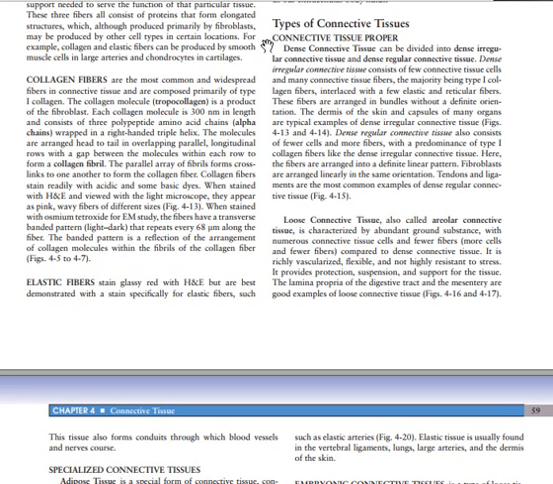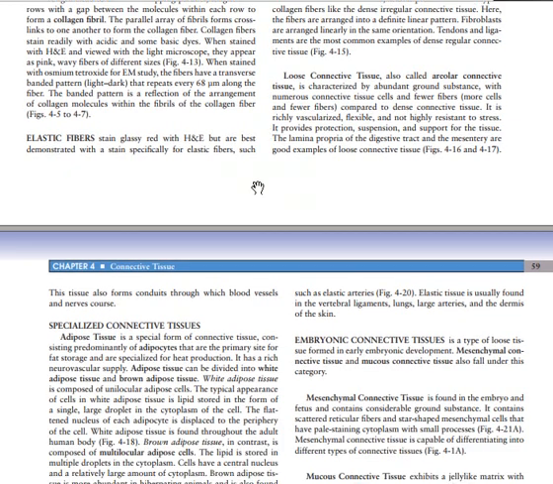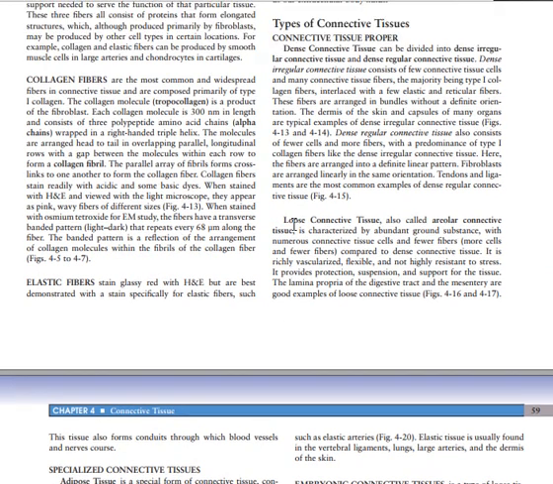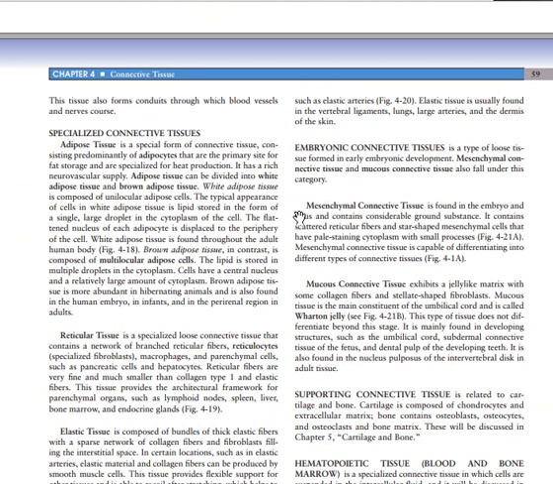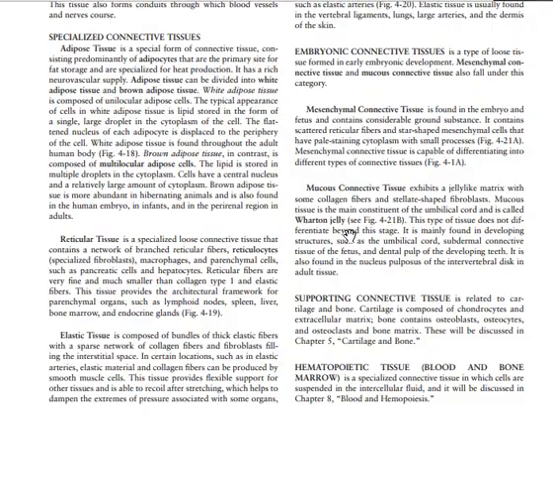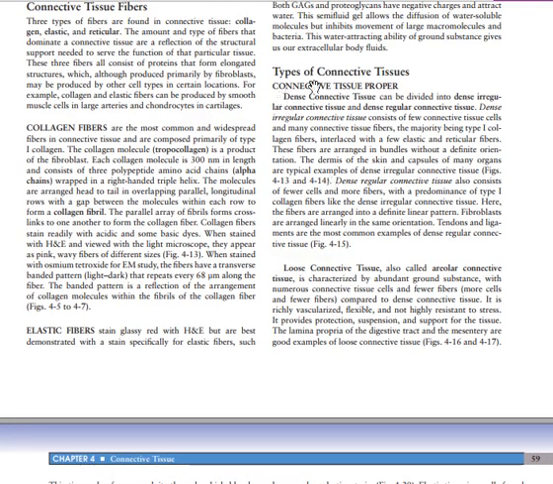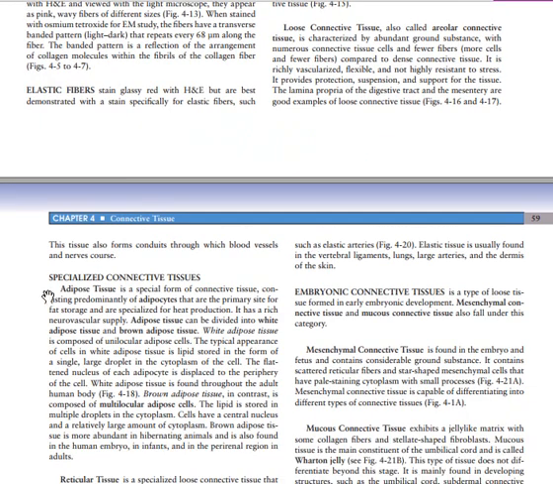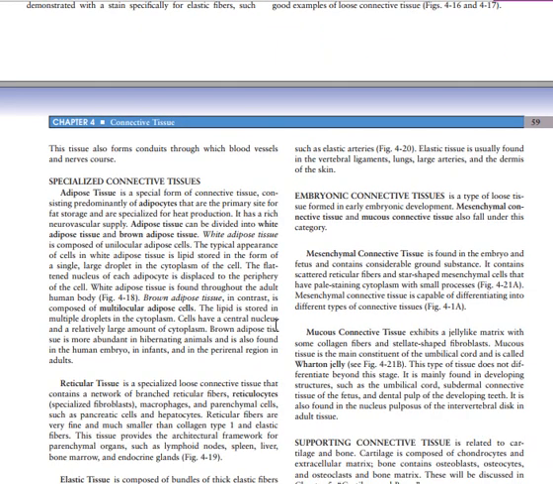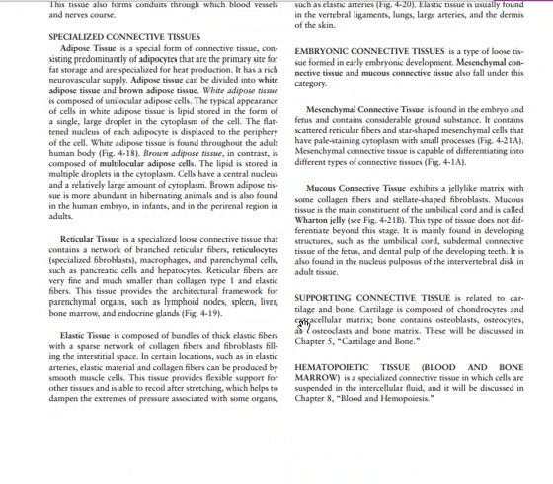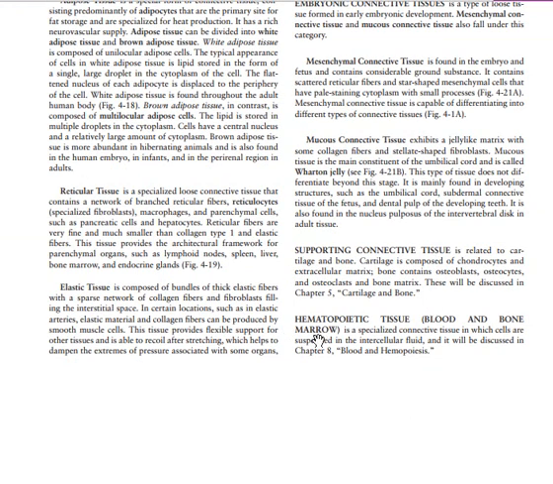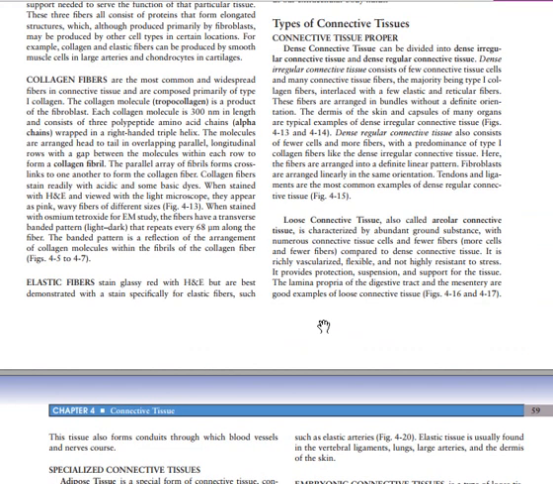Now the next thing that we are going to visualize is the types of connective tissue. We have the connective tissue proper, and we have specialized connective tissue. Those are the two main types, with also embryonic connective tissue. Other connective tissues include embryonic connective tissue, supporting connective tissue, and hematopoietic connective tissue. So those are the other elements. But the connective tissue proper is divided into two.